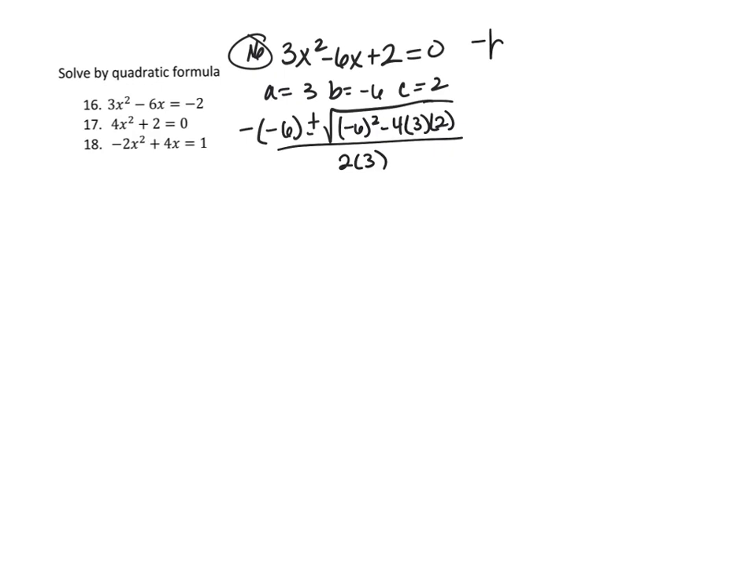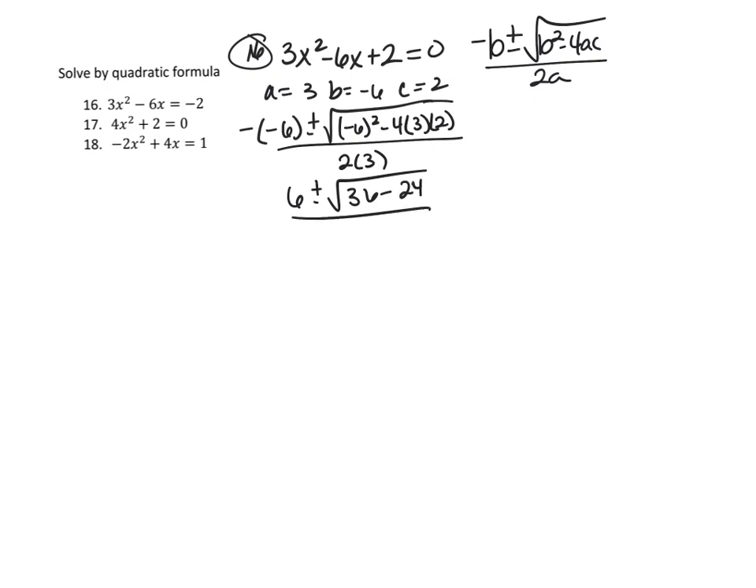So remember, it's negative b plus or minus the square root of b squared minus 4ac, all over 2a. So that's 6 plus or minus the square root of 36 minus 24, because 12 times 2 is 24, over 6, which is 6 plus or minus the square root of 12 over 6. The square root of 12 is 4 times 3, so that reduces to 2 square root 3 over 6.